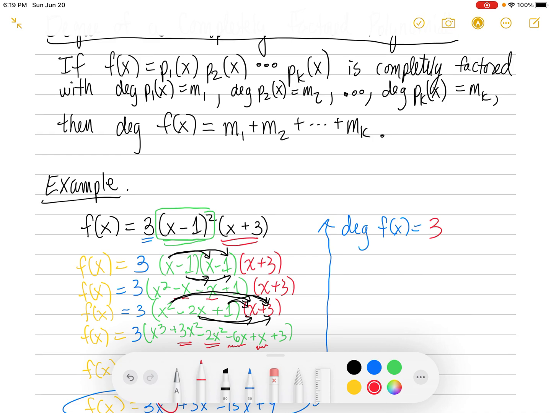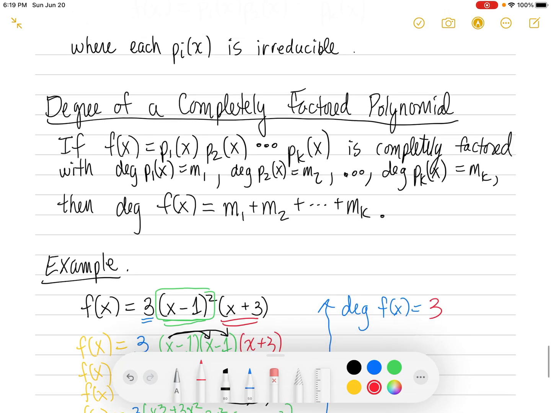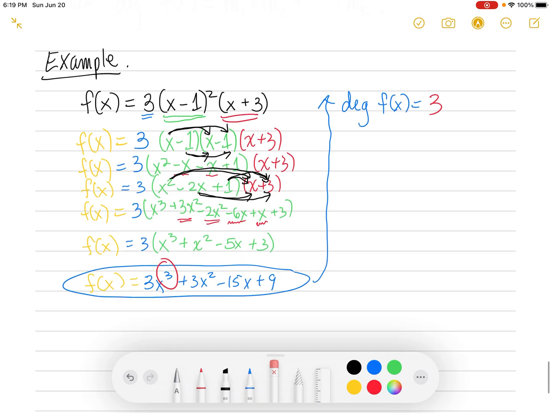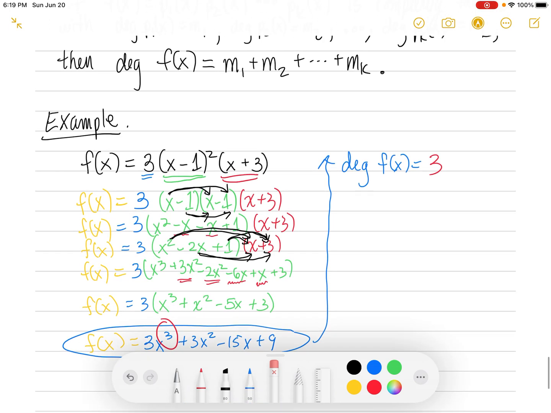Now if I had used my theorem about the degree of a completely factored polynomial, how would I do that? How would I have used my theorem and come to that conclusion really quickly without having to FOIL all that out and expand all that? Well, I could have said, okay, my first factor is this green one right here.